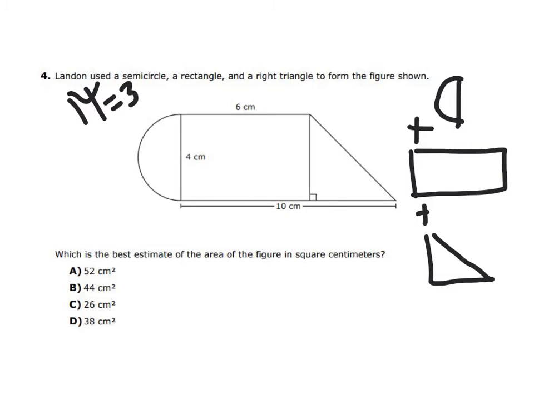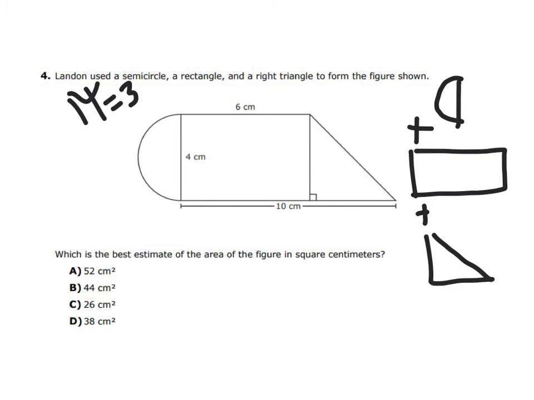If you'd like to read the word problem, it says Landon uses a semicircle, a rectangle, and a right triangle to form the figure shown. Which is the best estimate of the area of the figure in square centimeters? Again, we have multiple choice answers here. So we can use 3 for pi, save ourselves some time and a little bit of a headache.